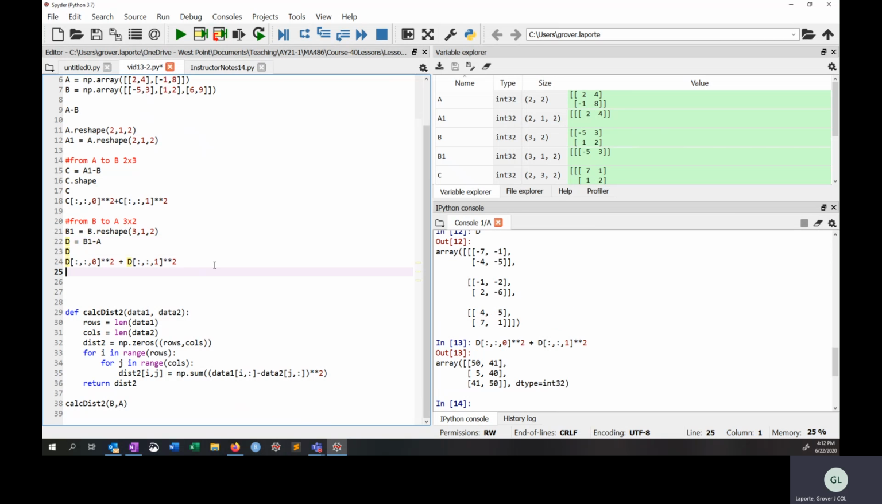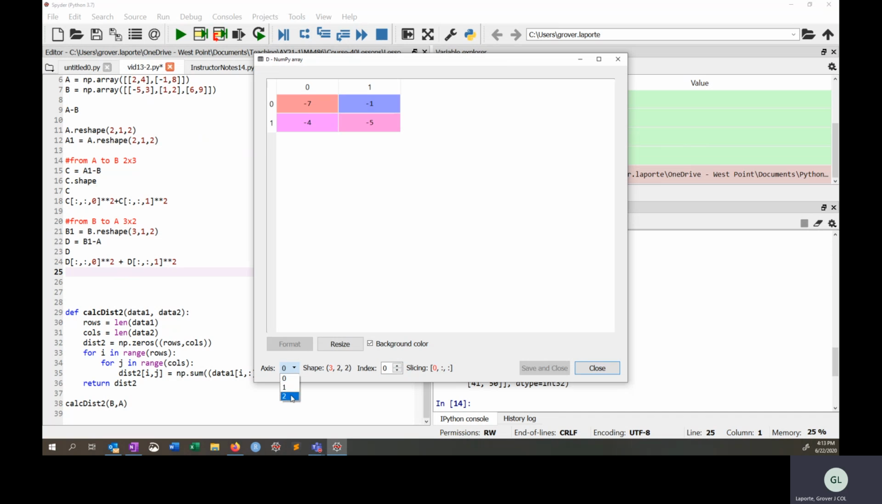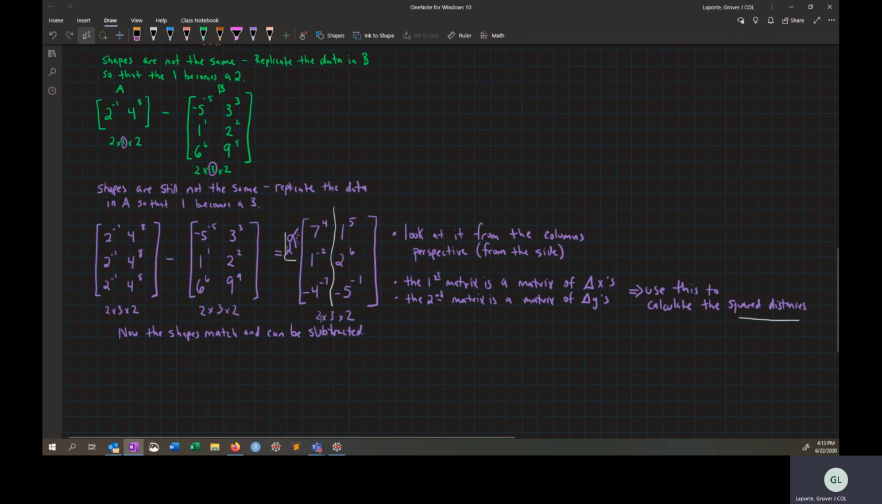Now it looks a little different, but it doesn't change the perspective you're looking at. If you still look at it from a column perspective, this first one is going to be all of your delta x's. So let's look at what D looks like. Let's bring it up and look at it from a column perspective, and you're still getting a matrix with all your delta x's in it. And then you're getting another matrix behind that one that has all your delta y's in it. So let's recall real quick. You're always going to be looking at it from the side, and this is the first matrix that you get here, that's the first one you can see, and that's the second one that you can see. So 7, 4, 1, -2.